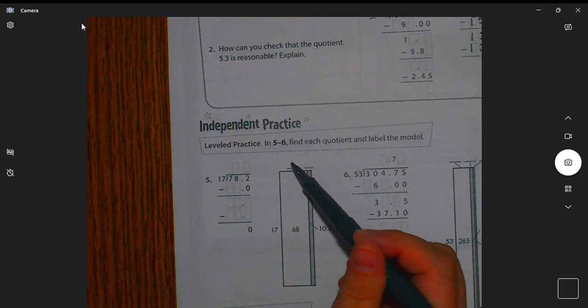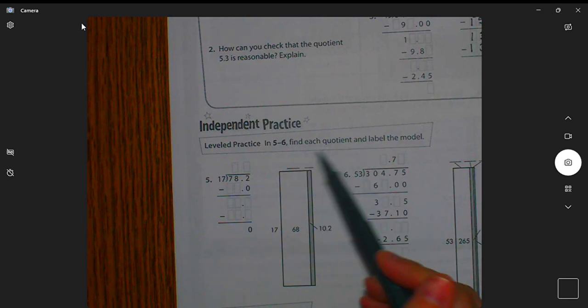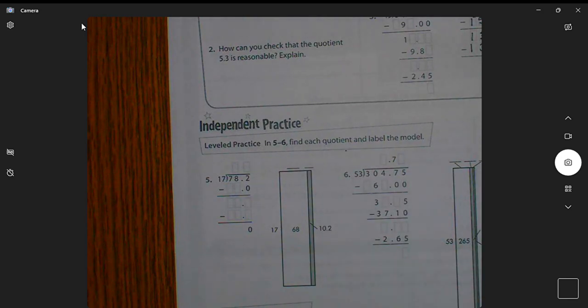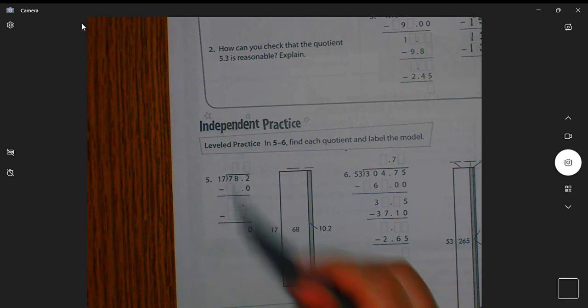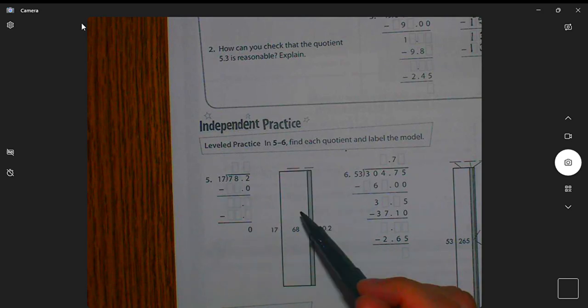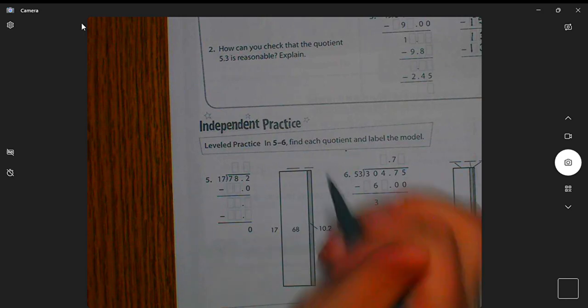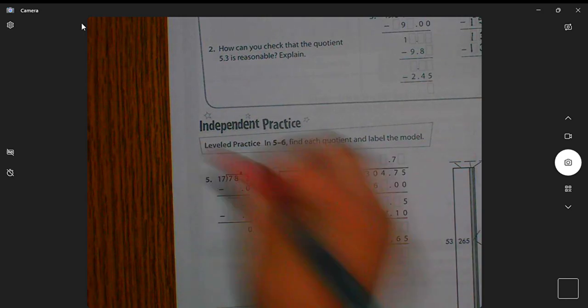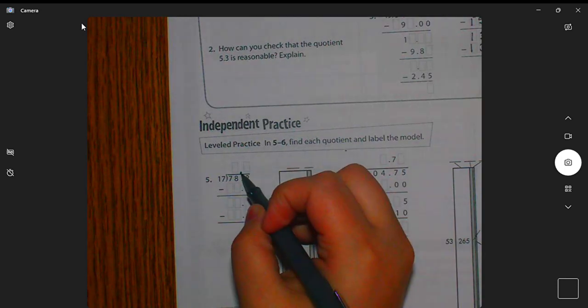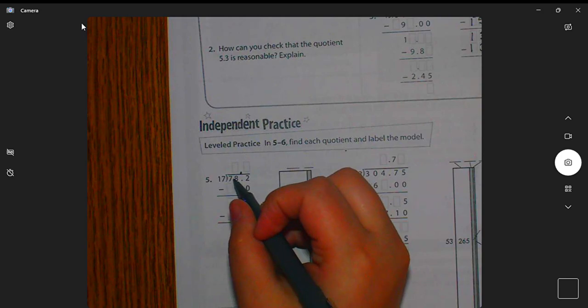It says, find each quotient and label the model. So what I'm going to do is find my quotient first, and then label the model with the pieces that I need. So, shot like a rocket up into the sky, my decimal jumps way up high. Can 17 go into 7? Can 17 go into 78? How many times can 17 go into 78?